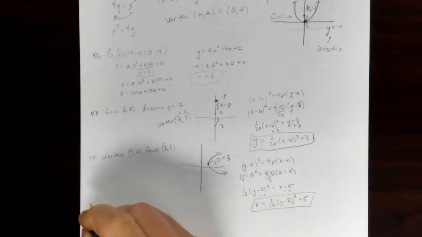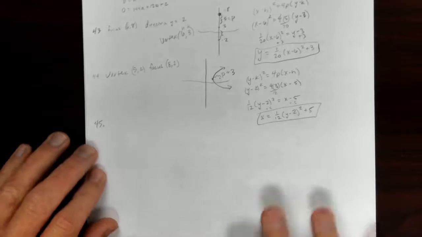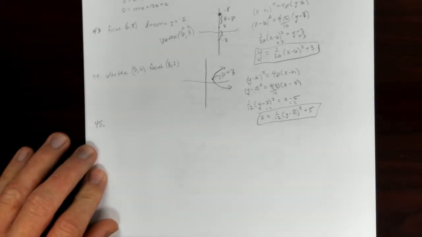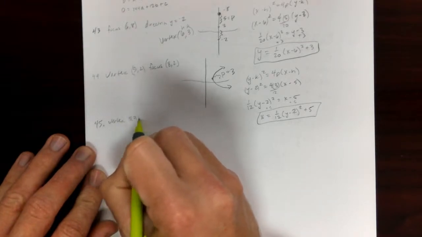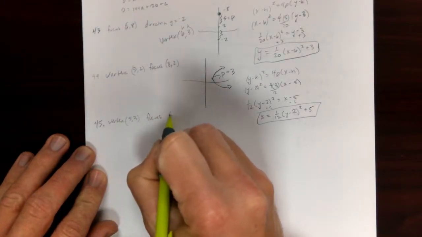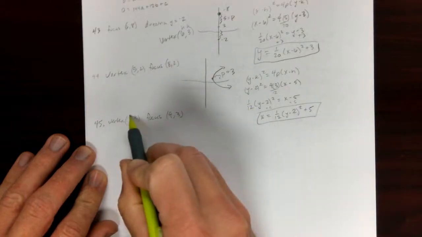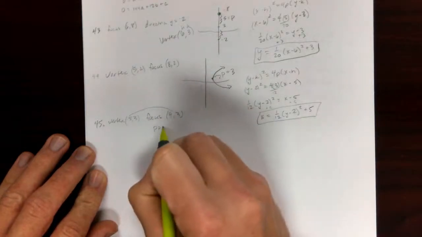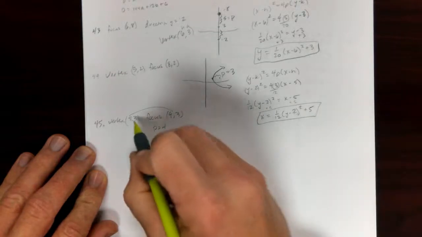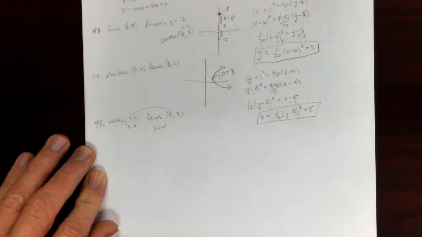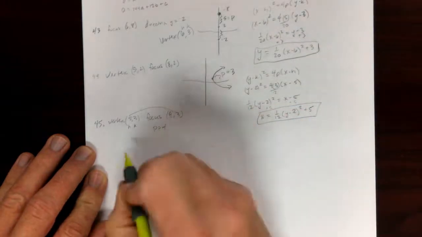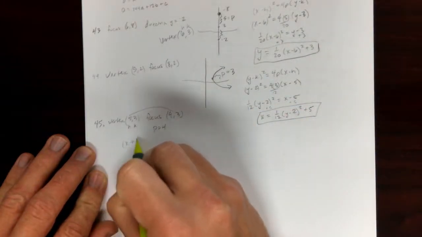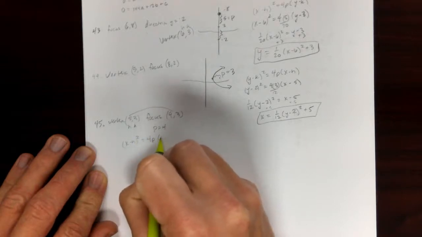Alright, let's go to number 45, because number 45 is a parabola like you're used to seeing, like we did during our notes for this unit. Alright, so our vertex is at 5, 3, and our focus is at 9, 3. We know that we had a change here of 4 units, so p equals 4. We know that the vertex is h, k, so we're plugging it in just like we did up here. We know that this is a vertical parabola, so we're going x minus h squared equals 4p times y minus k.